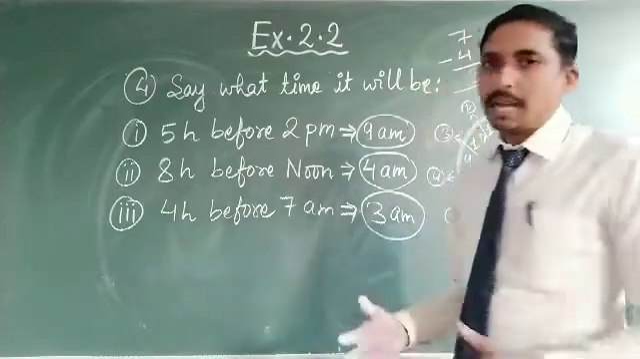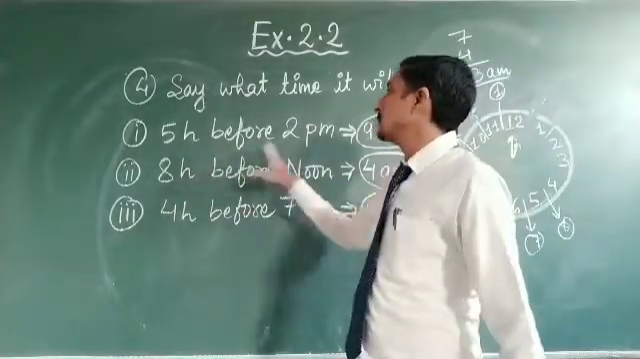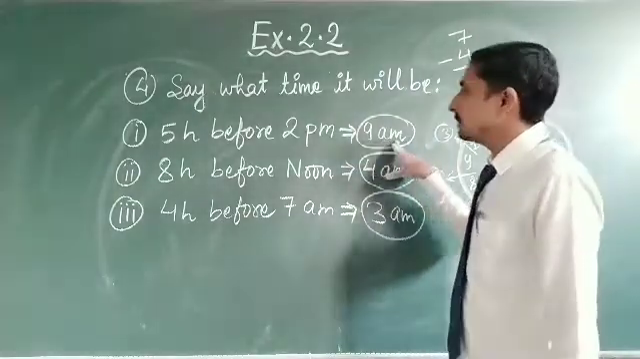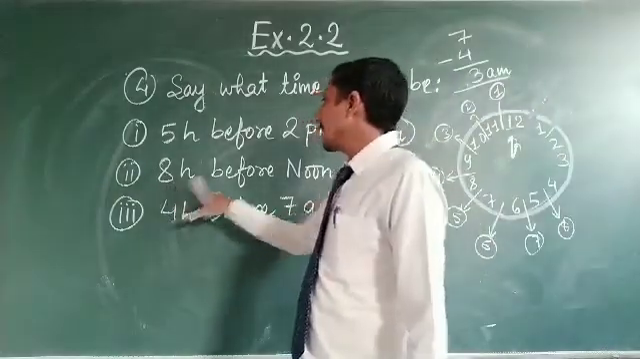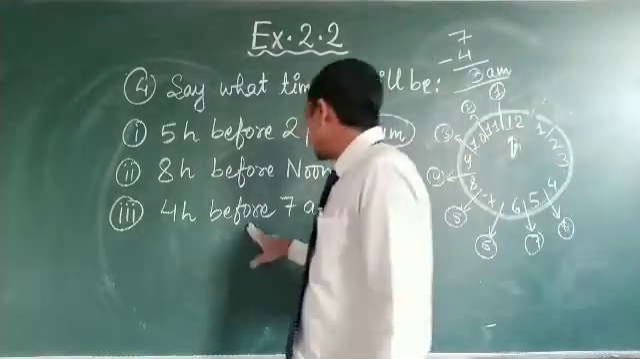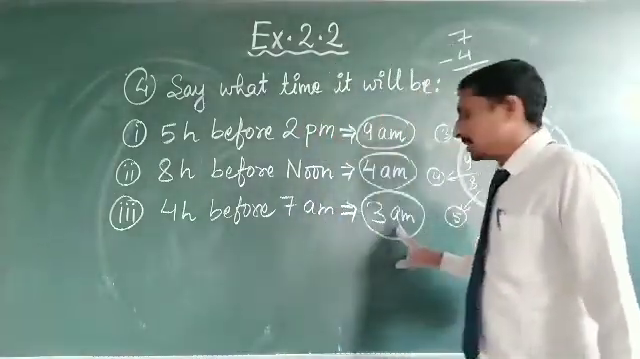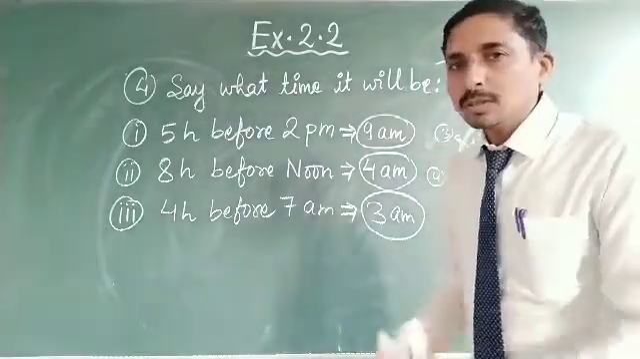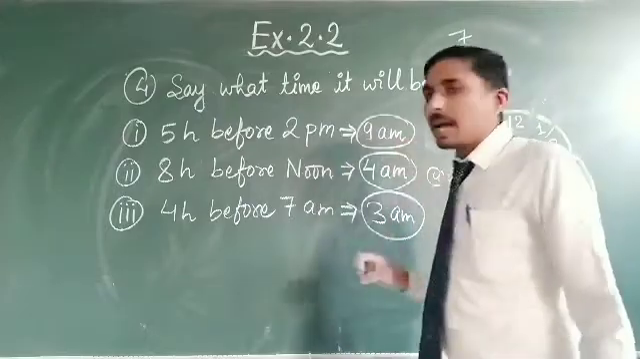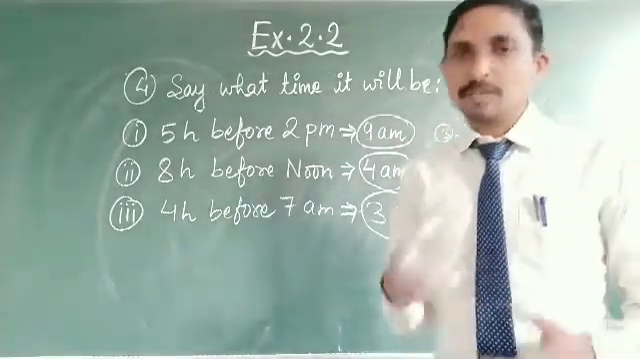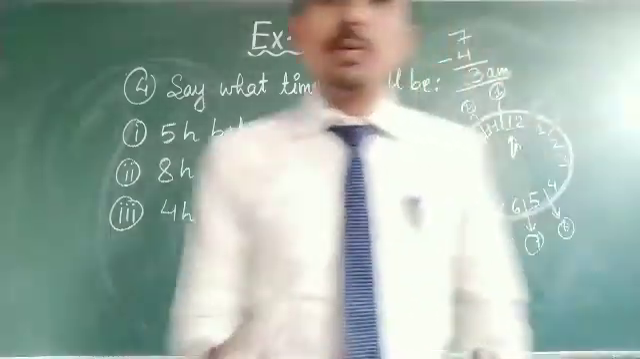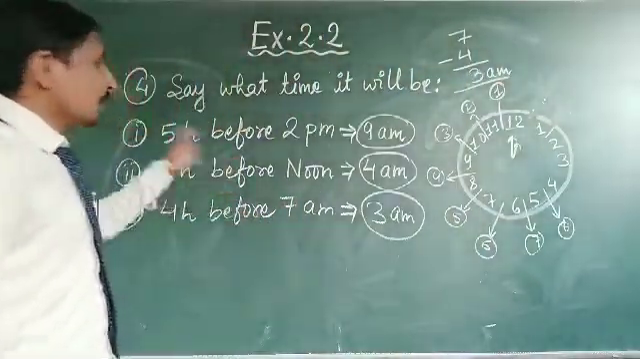or we can easily say the time before a given time. You see 5 hours before 2 p.m. we have easily found that is 9 a.m. and the time 8 hours before noon is 4 a.m. and 4 hours before 7 a.m. is 3 a.m. We can use this clock method also to find the time, and we can do the subtraction method also. Both the methods are used to find the time before a given time.